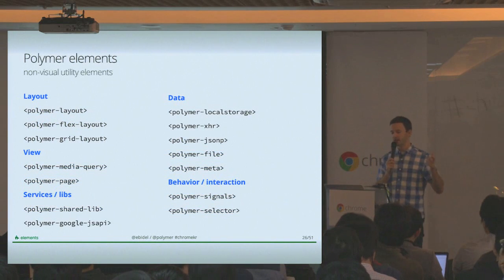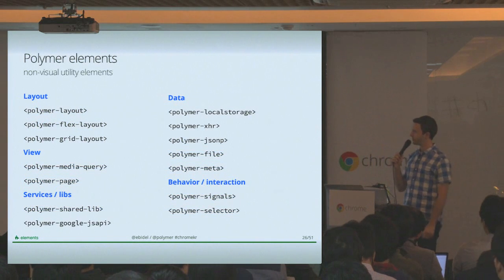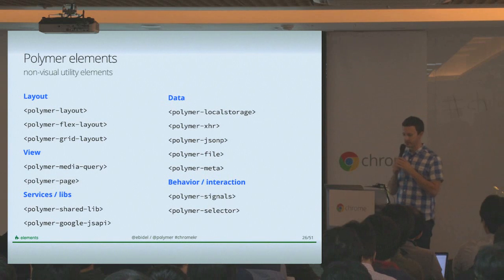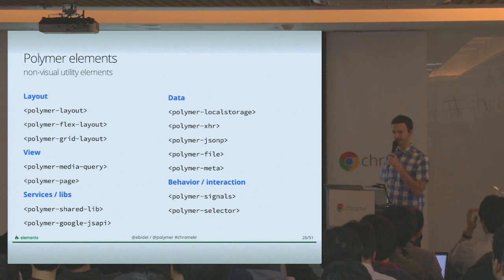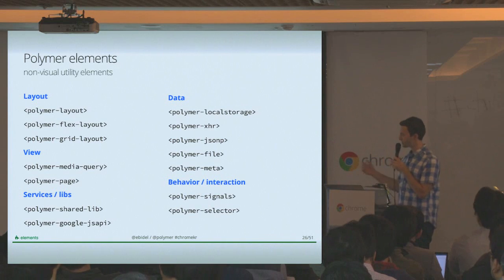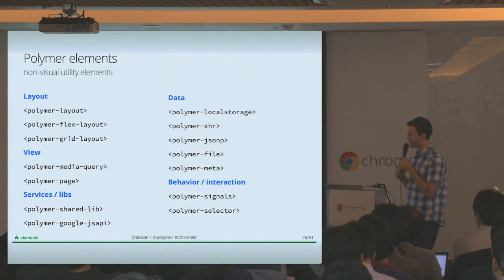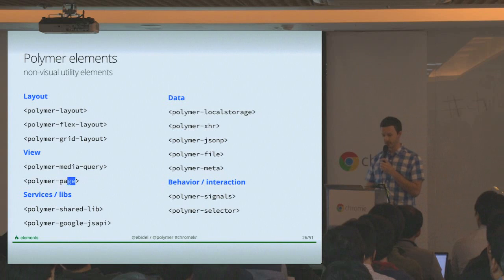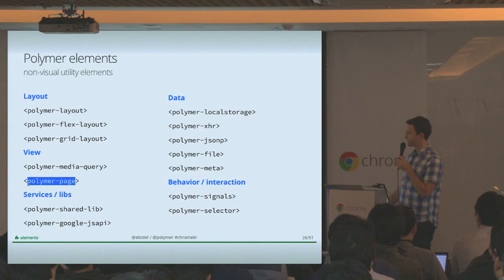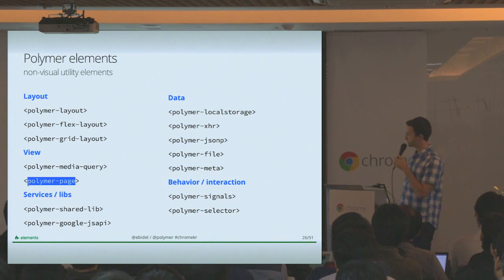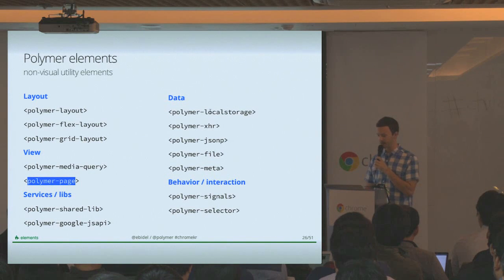And we're actually working and sort of experimenting with a number of different non-visual elements. So these are a few examples that we've been toying with. So you have things for layout like Flexbox and CSS Grid. We have a couple of tags to do views. So Polymer Page is sort of a single page app type thing that you can use to implement a single page app. Elements for libraries, things to bring in shared state and Google JavaScript libraries. A couple of data elements. So this is really cool.